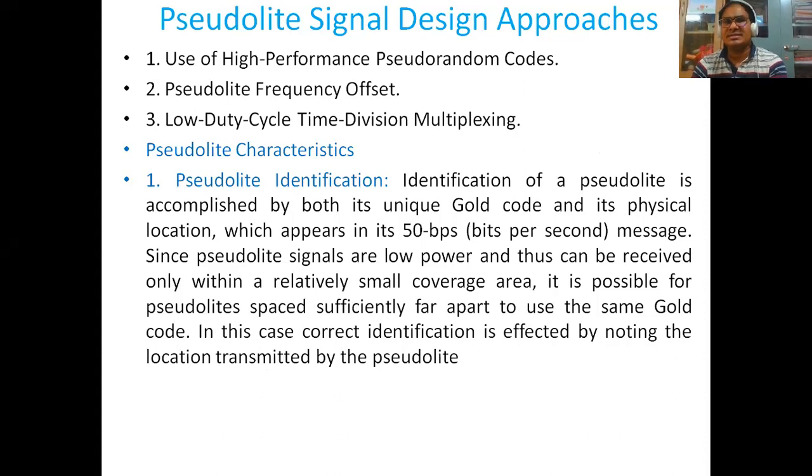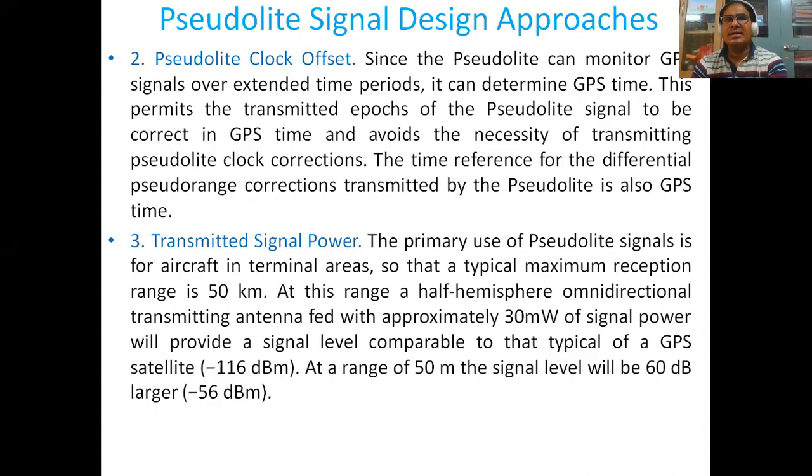And pseudolite characteristics. First, pseudolite identification. You should have a clear-cut identification. It uses for that purpose a unique Gold code, and there should be a clock offset and transmitted signal power. It works up to 50 kilometers, with approximately 30 milliwatts of signal power.